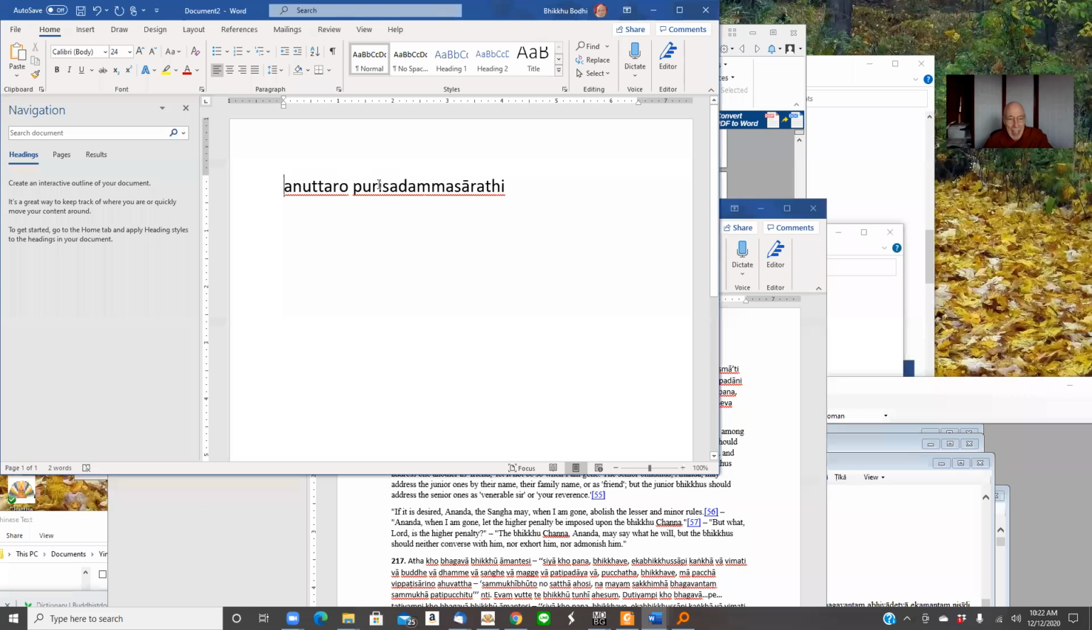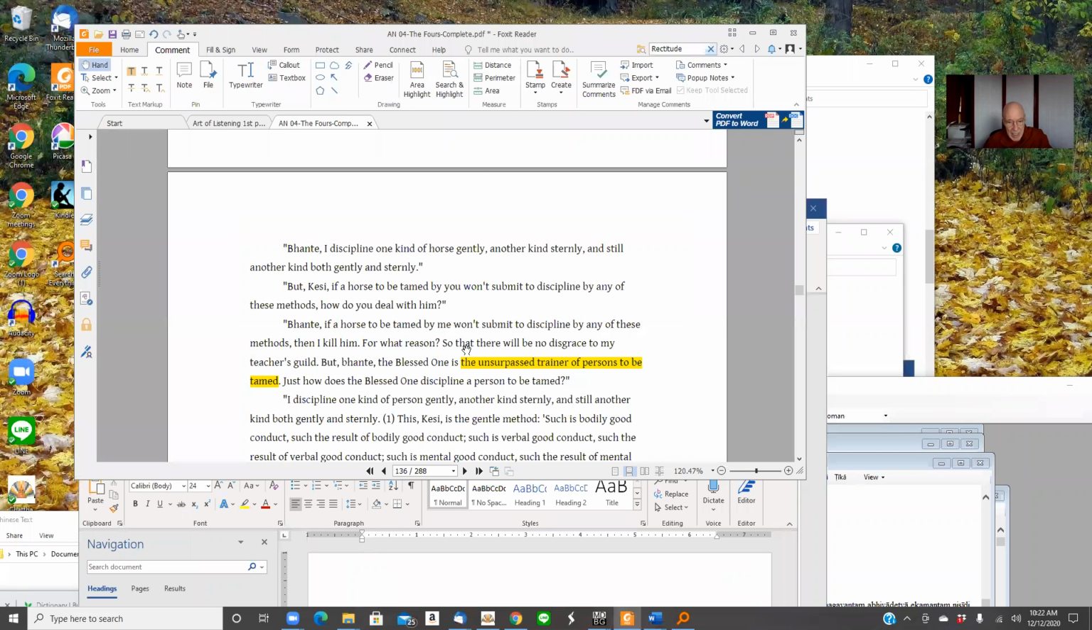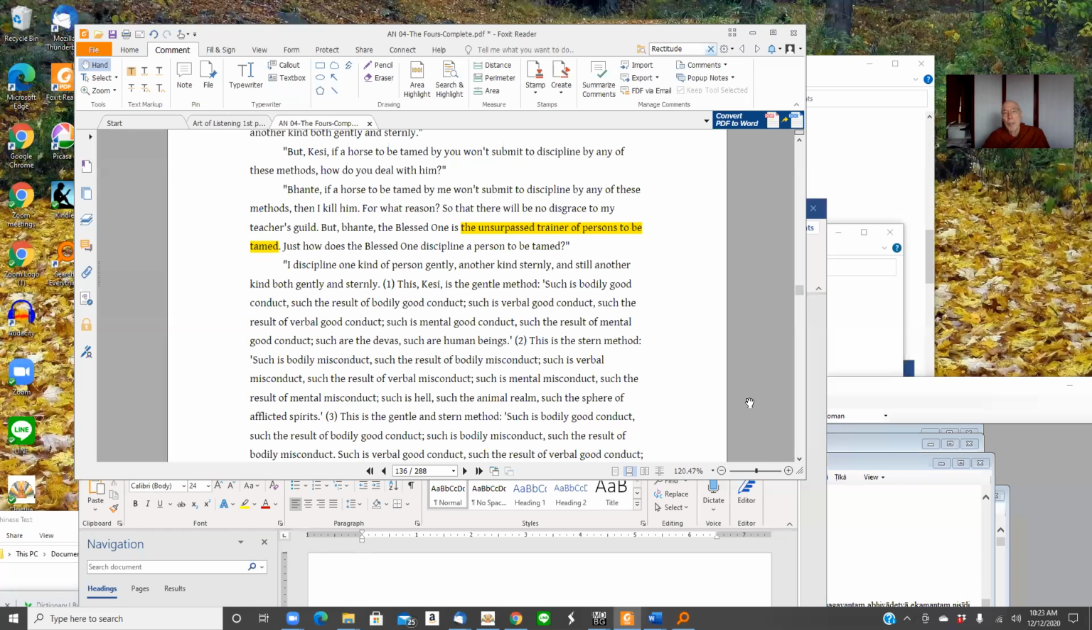So Anuttara is unsurpassed. Purisa is a person, a little bit like the English word. Damma is to be tamed, to be trained. And Sarathi is a trainer of horses, a trainer of elephants. And so the Buddha is the unsurpassed trainer of persons to be tamed. So how does the Buddha tame or train a person to be tamed? The Buddha echoes the words of the horse trainer. He says, I have these three methods: the gentle method, the stern or harsh method, and the method that combines the gentle and the harsh approaches.